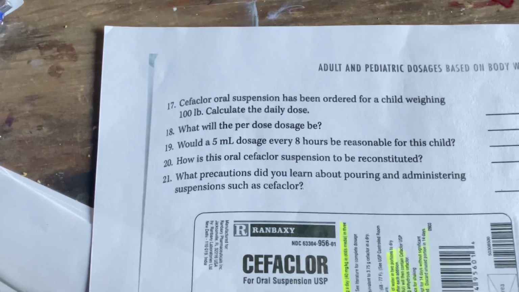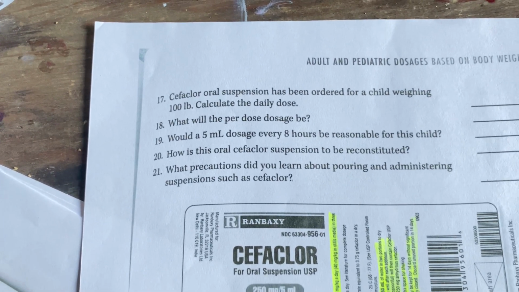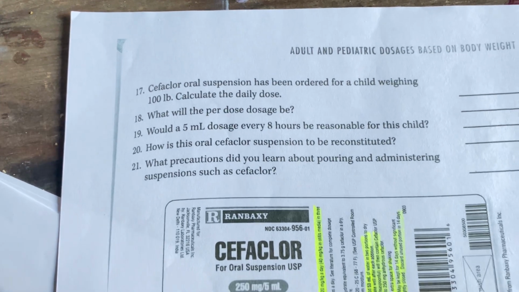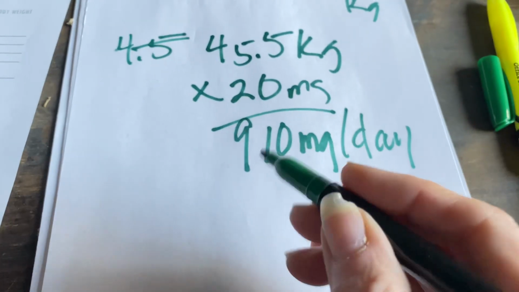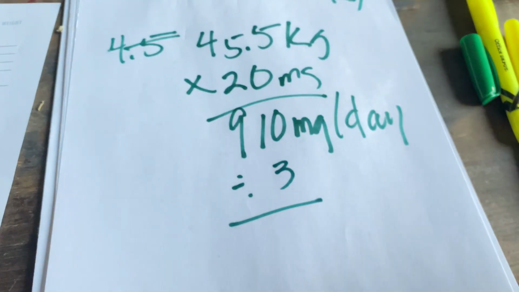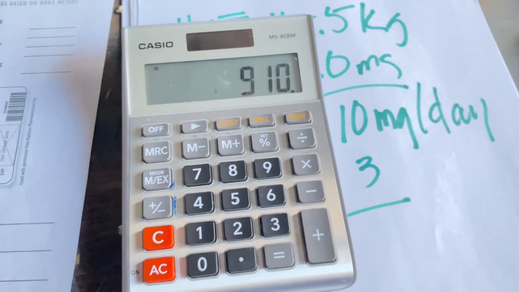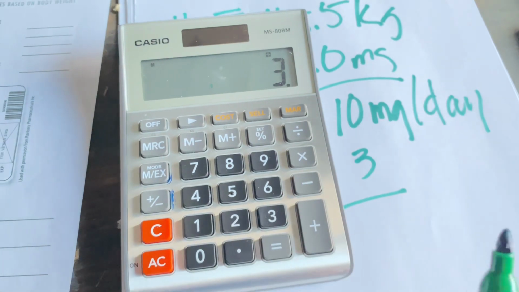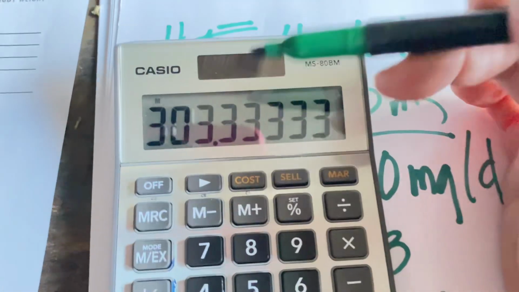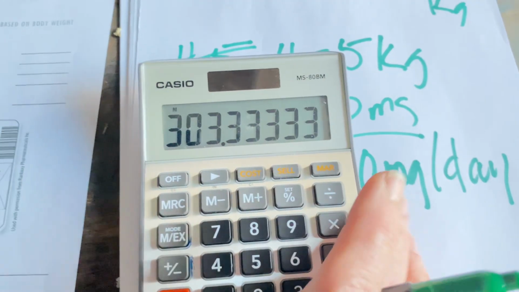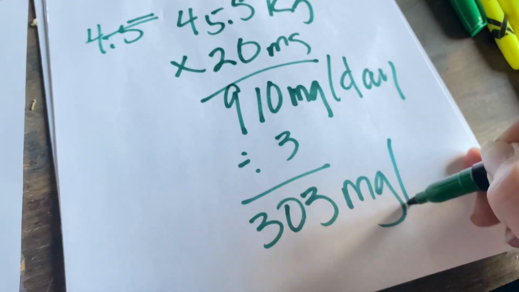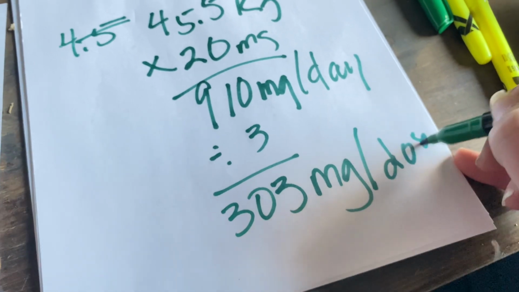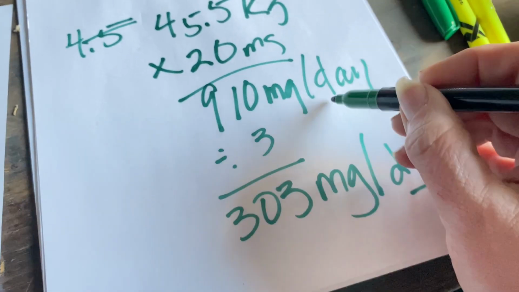Now, your paper asks, what will be number 18? What will the per dose dosage be? So right here, when we read, it told us it had to be in 3 divided doses. So we're going to take 910 and divide that by 3 to find the per dose dosage. So 910 divided by 3 is 303, and that 3 is not going to do anything. So it'll be 303 milligrams per dose. Please notate that. Notate it right there.